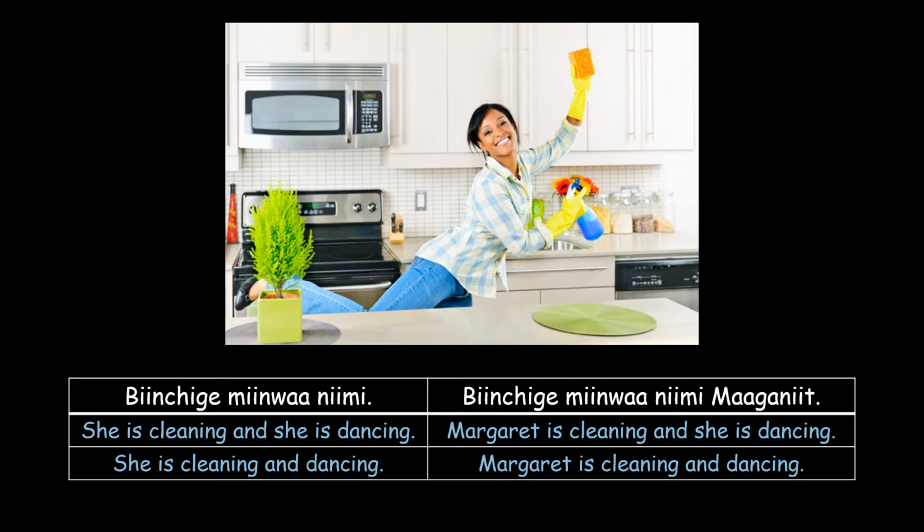Binchige, meanwa, nime. She is cleaning and she is dancing. Or we could translate it as, she is cleaning and dancing. And the she is understood is in the first part of the translation. And adding a specific subject, we could say, Binchige, meanwa, nime, maganit. Margaret is cleaning and she is dancing. Or, Margaret is cleaning and dancing. Notice that both sentences here are in present tense.